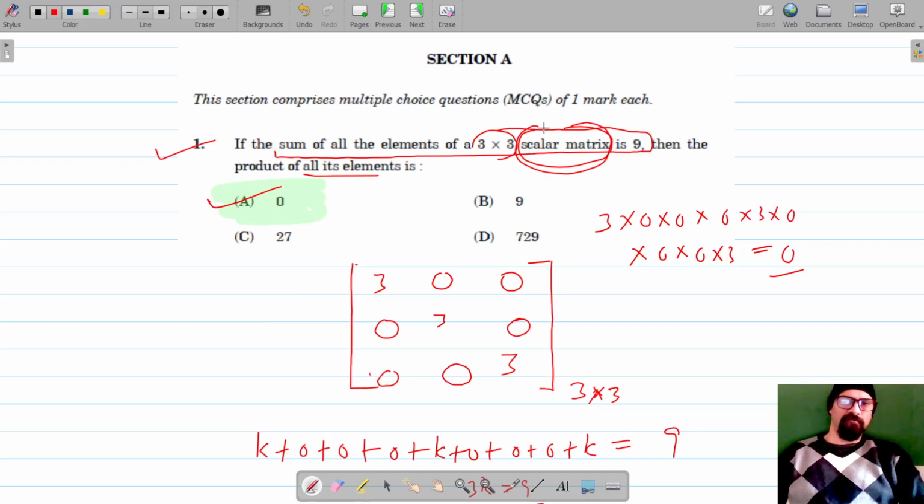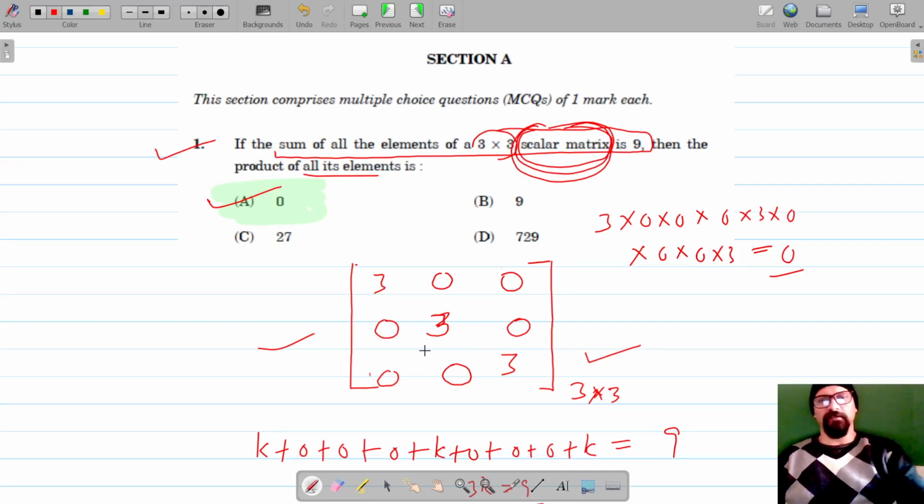And to solve this question, we should know what a scalar matrix is. A scalar matrix is a diagonal matrix in which all the principal diagonal elements are equal and all other elements are 0. Because this is an order 3 matrix, this is 3 by 3. Let's move on to the next one.